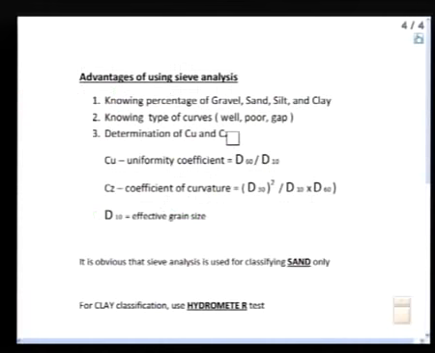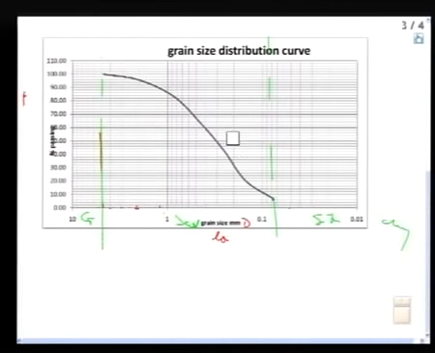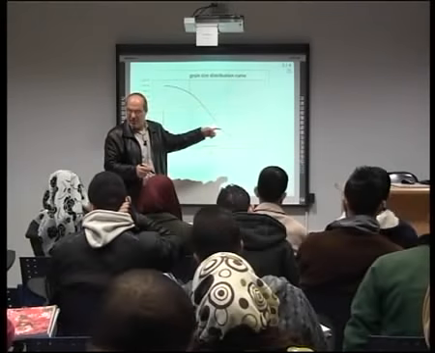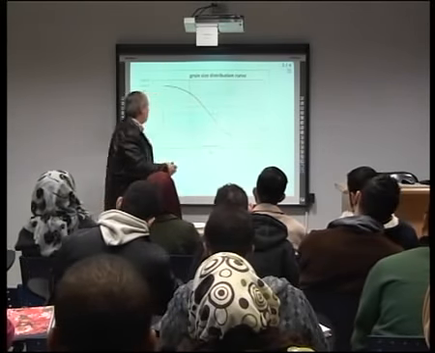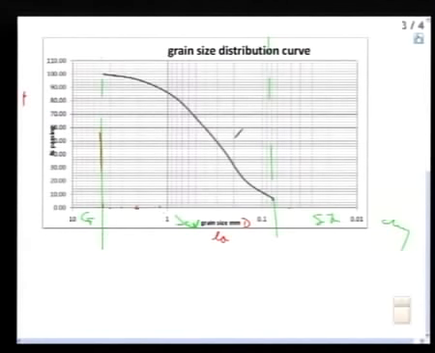Second thing, knowing the type of curve. Let us go back. Now, this is sand, right? This curve says that we have a sandy sample, right? No gravel, no fines, right? Okay, what about this curve? It's also sand. But is there any difference between this curve and that curve? Of course there is a difference.